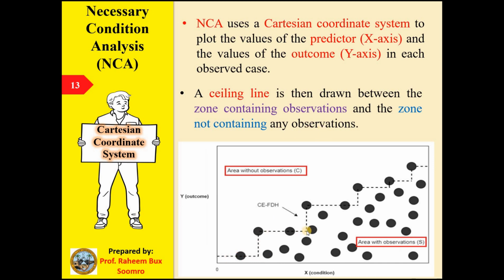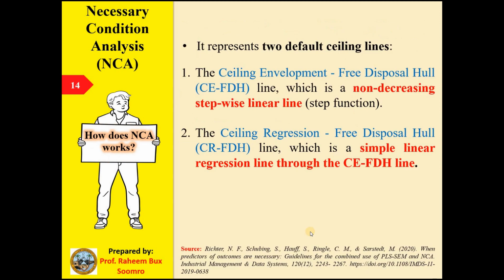Looking at this ceiling line: horizontal, vertical, horizontal, vertical, horizontal. So this is our ceiling line. We call it the CE-FDH. Here the observations are there, and in this section there is no observation. So this is a ceiling line.